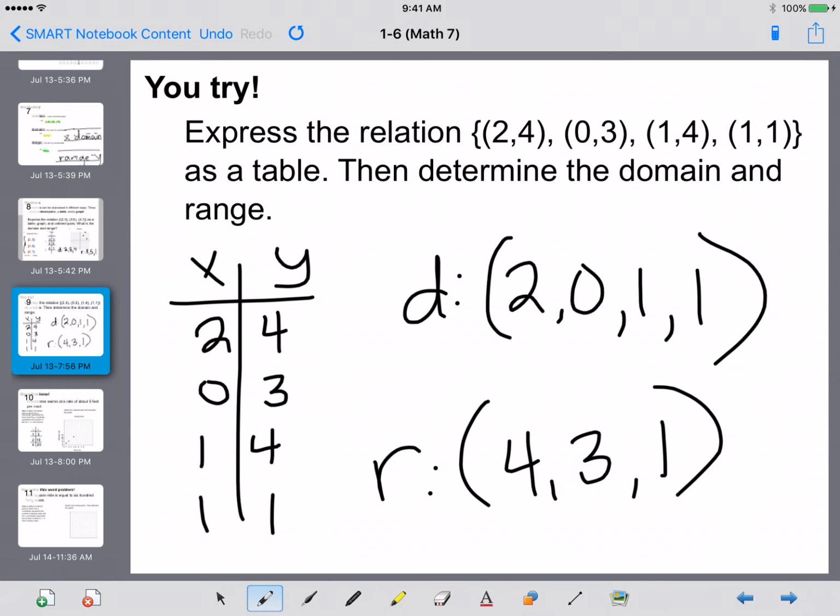I only need to put 4 once, and I only need to put 1 once. Correction: just because a number is in there twice does not mean that you need to write it out twice. Does that make sense? So you just have to put 1 in there one time and 4 in there one time because it's involved in that range and domain.